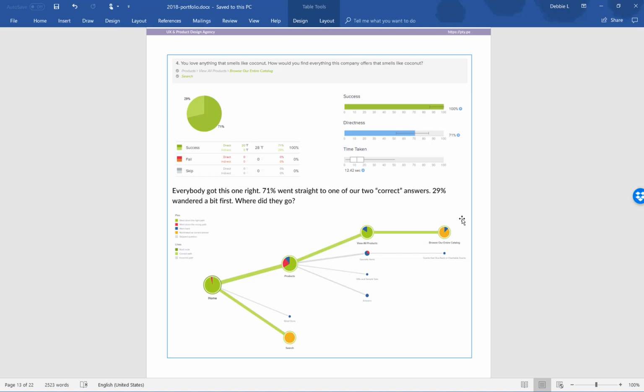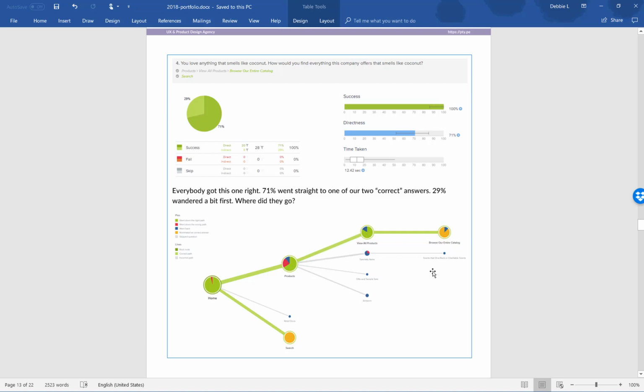And then once we created the new menus and the new structure, we can then test that with what's called a tree test. And for example, this was one question from the tree test. You love anything that smells like coconut. How would you find anything? And the answers we decided were quote unquote right were browse our entire catalog or search, because we don't have a category that specifically says coconut, and we wanted to see if people would figure that out. So this shows us how many people got it right, how quickly they got it right, how directly they got it right. So in this one down here, you can see some blue. The blue means they went there, but then changed their mind and backed out.